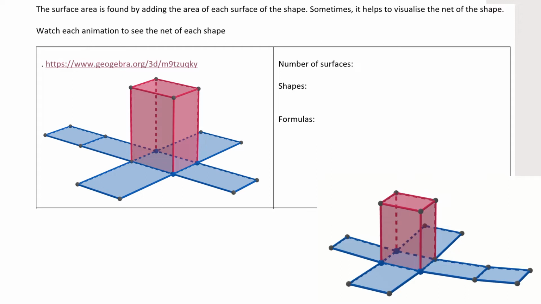Okay, so it shows that the surface area of a rectangular prism starts as a rectangular prism and then folds into 1, 2, 3, 4, 5, 6 rectangular surfaces. So there are 6 surfaces. They are all rectangles. The formula to calculate the area of a rectangle is area equals base times height.